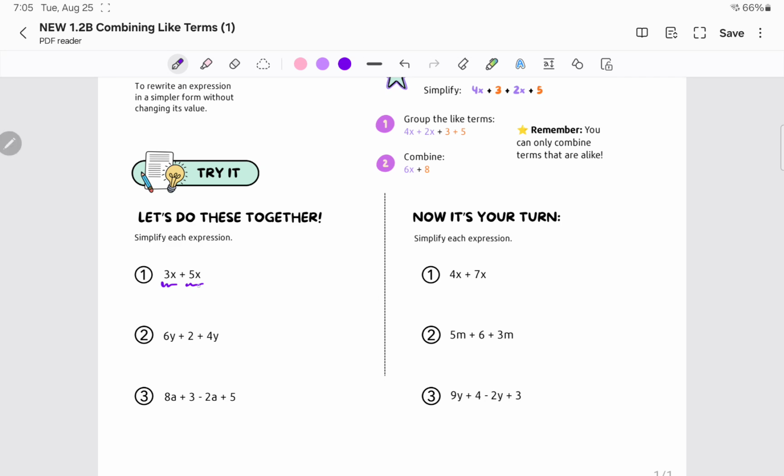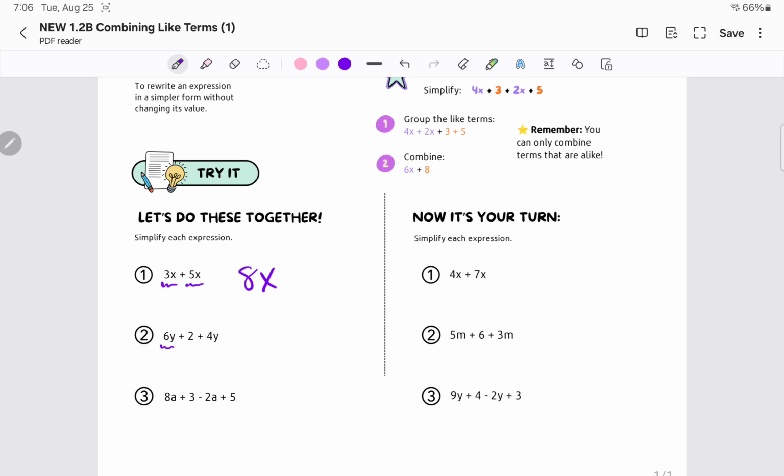So I take the coefficient and I add them because there's a plus. So 3 plus 5 is 8. And then I put the variable on there. It's kind of like 3 apples plus 5 apples gives me 8 apples, right? So 3x plus 5x is 8x. All right, moving on to number 2, because we're done with that. That's our answer, 8x. So number 2, I see 6y.